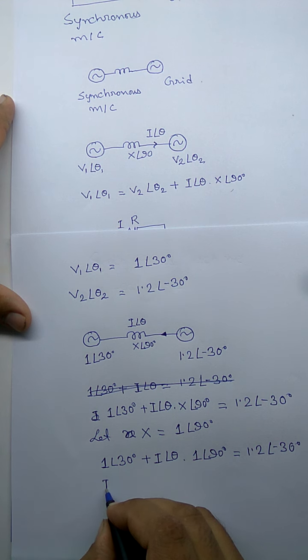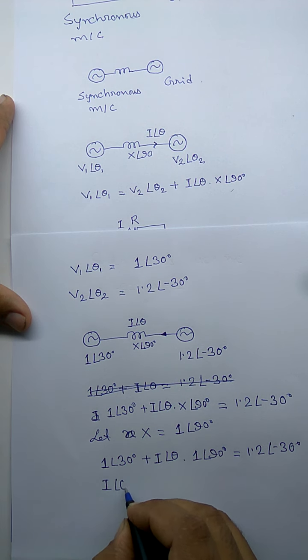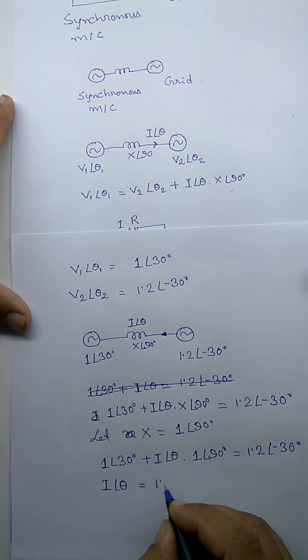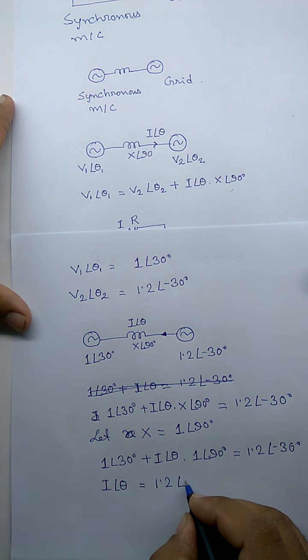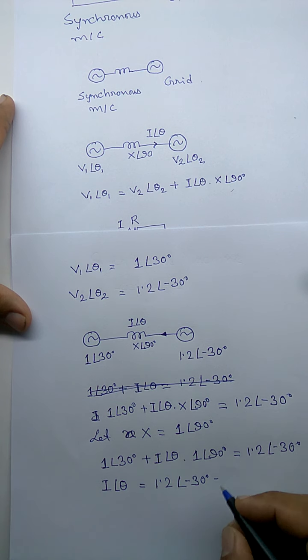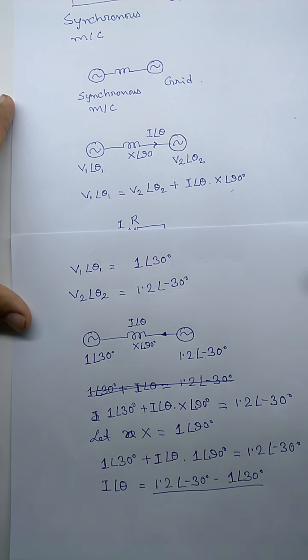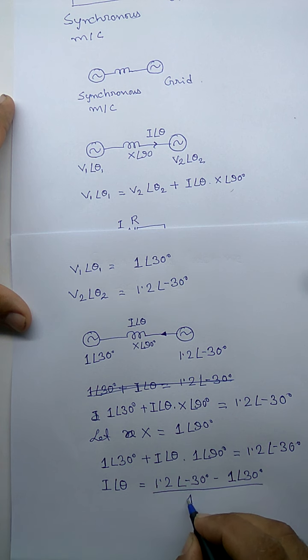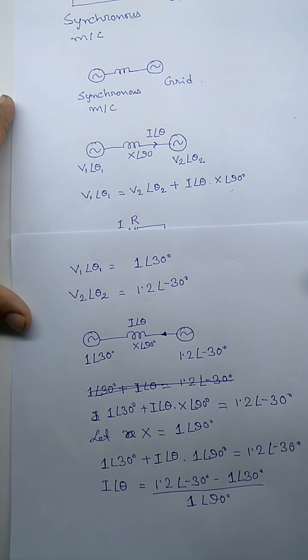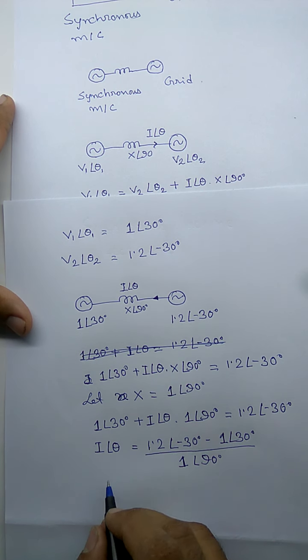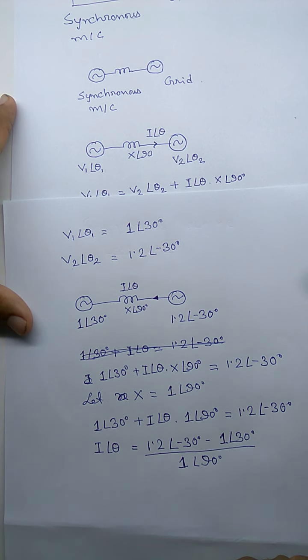So from that we can write I at an angle of theta is equal to 1.2 at an angle of minus 30 degree minus 1 at an angle of 30 degree, divided by 1 at an angle of 90 degree. Now we will do the next part in the next class.